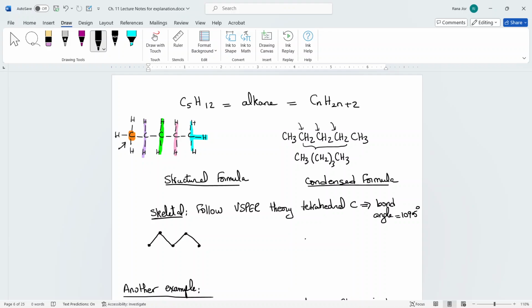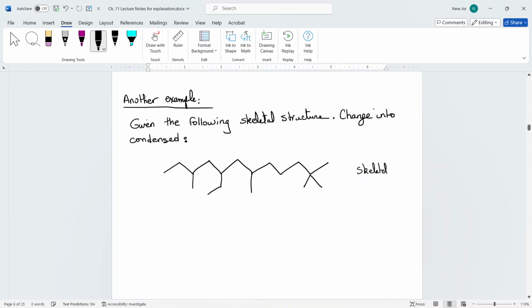And this is your skeleton structure for the C5H12. We call this n-chain, and we call this a straight chain as well. Okay, let's have another example in there.